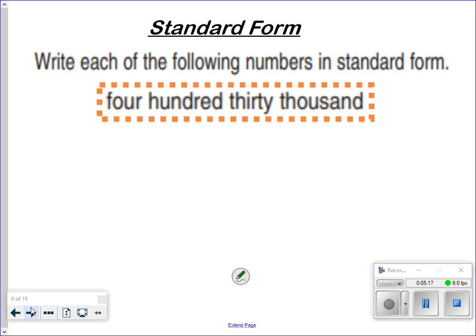Standard form means you're just writing the number out in numbers. So here we go, 430,000. Well, 430. We got to make 1,000, so let's just add some zeros. That's standard form. By the way, that is a zero. Let's move on.